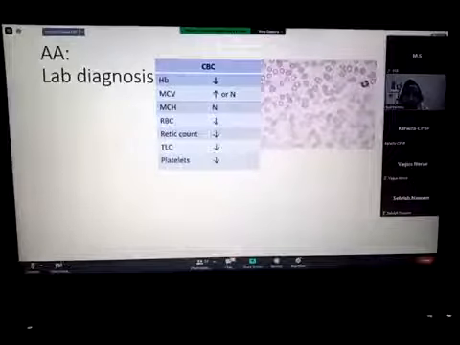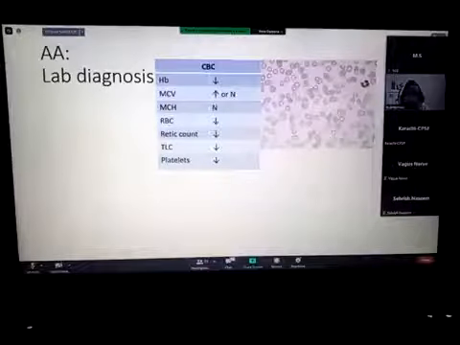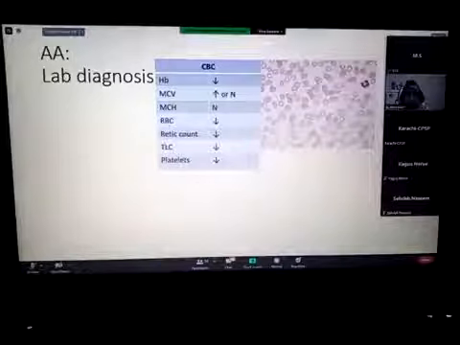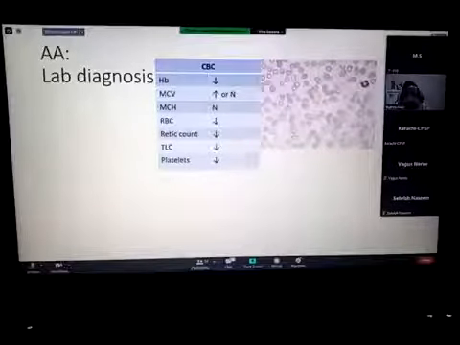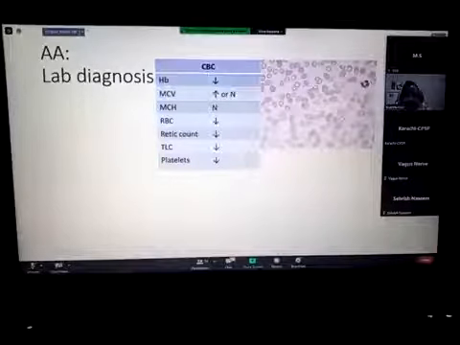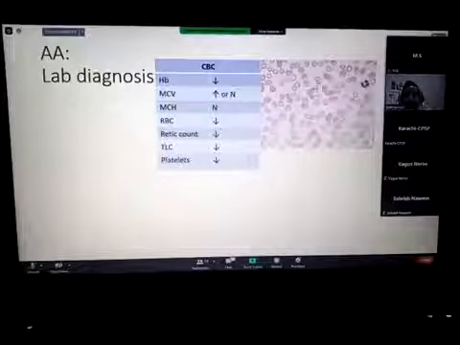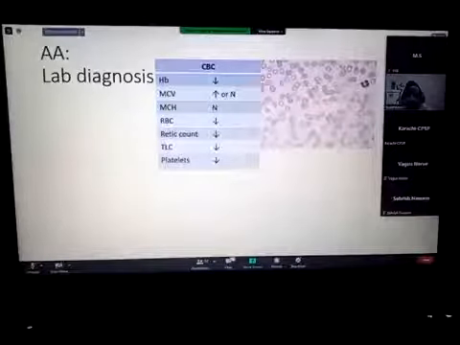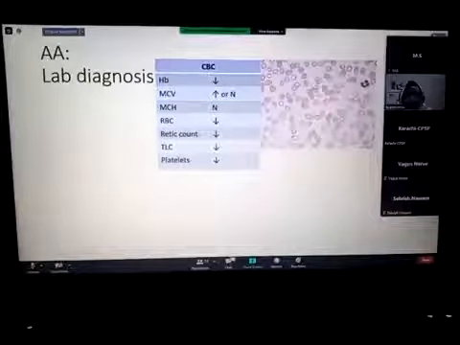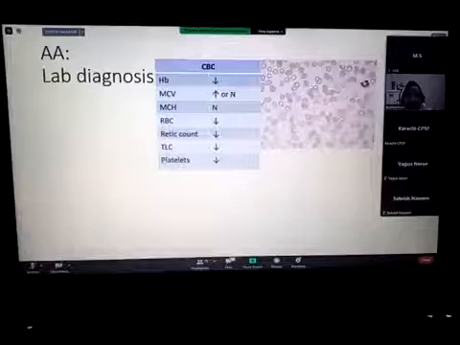Like all other anemias, we will do CBC first. Everything will go down, and because of the normochromic normocytic anemia, the MCV and MCH are usually normal. RBC count, retic count, TLC, platelets, everything goes down, and you can see on the peripheral blood that neutrophils are not there, platelets you can't see. So this is how the peripheral blood film looks.